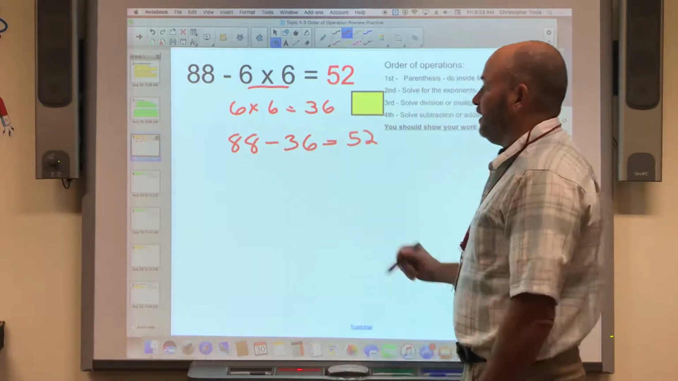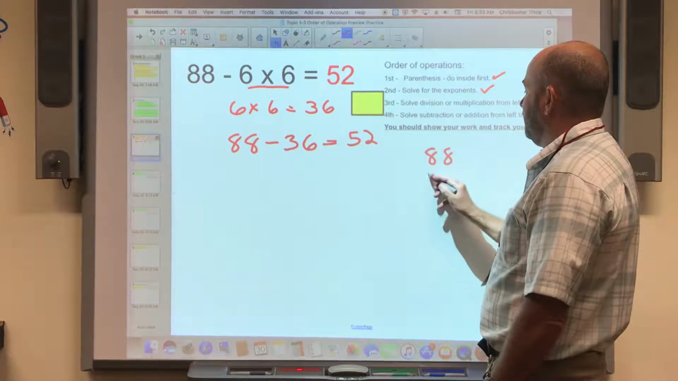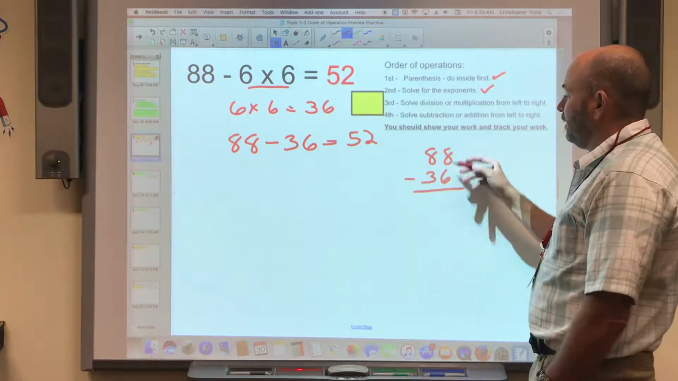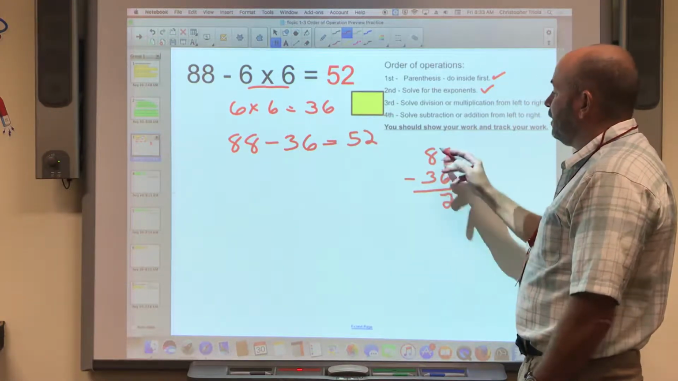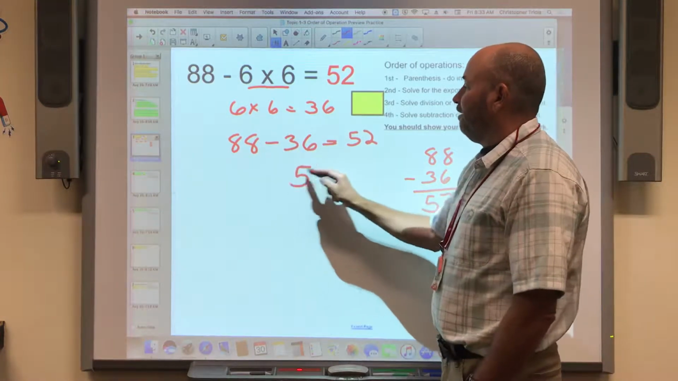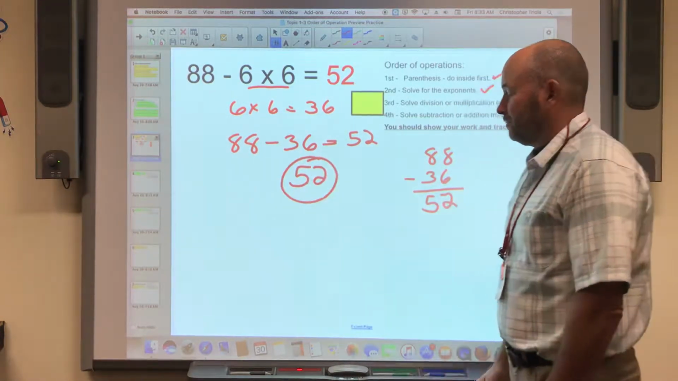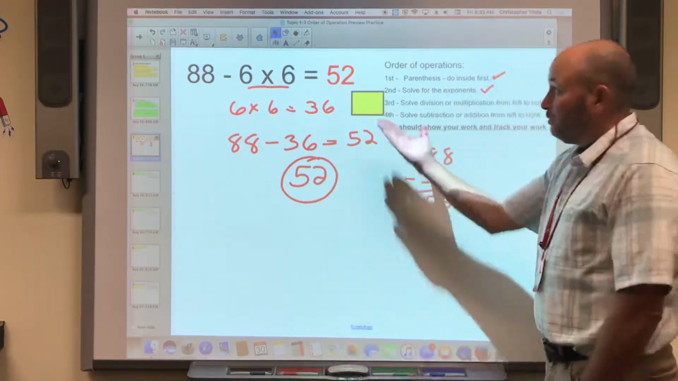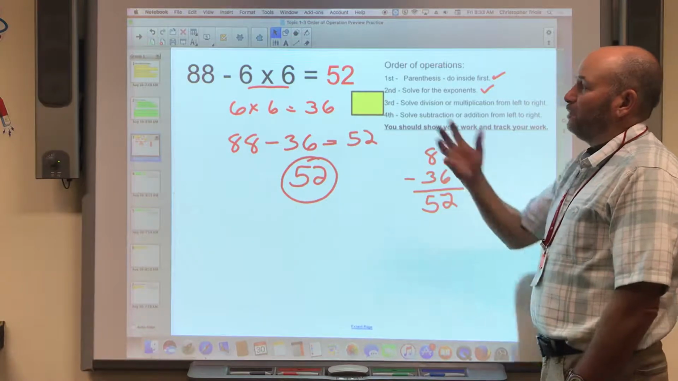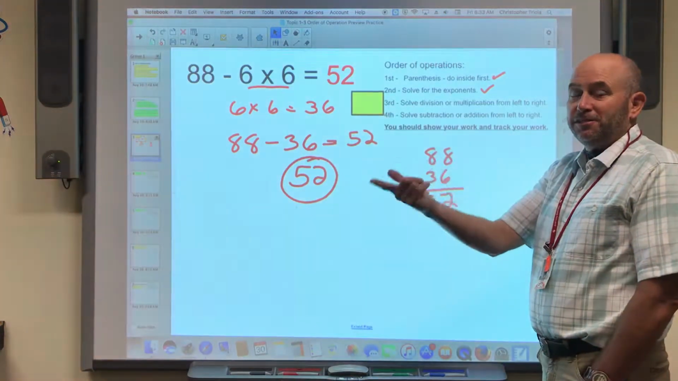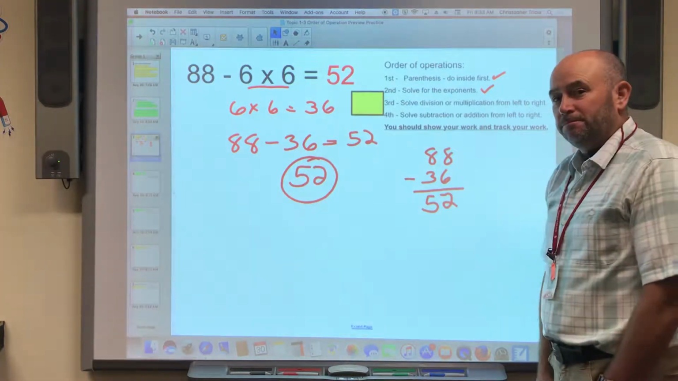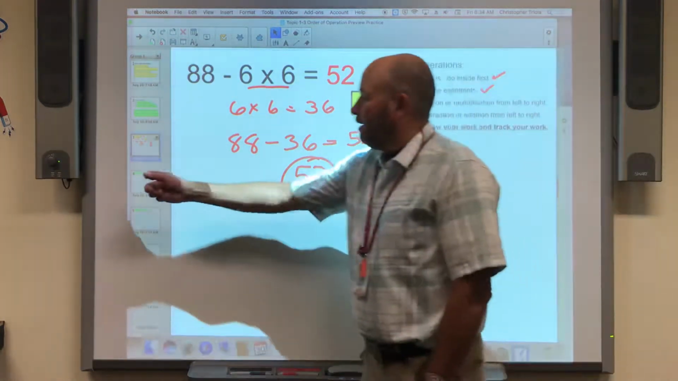So now we have 88 minus 36, and I'm going to set it up over here so I'm accurate on scratch paper. 8 minus 6 is 2, 8 minus 3 is 5. That gives us the answer of 52. Okay? So that's how we would solve that problem, okay? We did our subtraction last. We really only had two operations, subtraction and multiplication. Okay? All right, next problem.